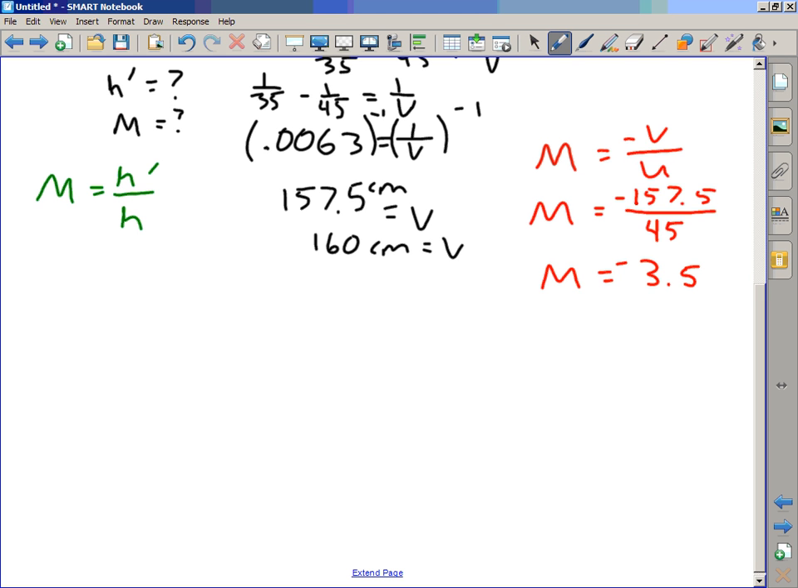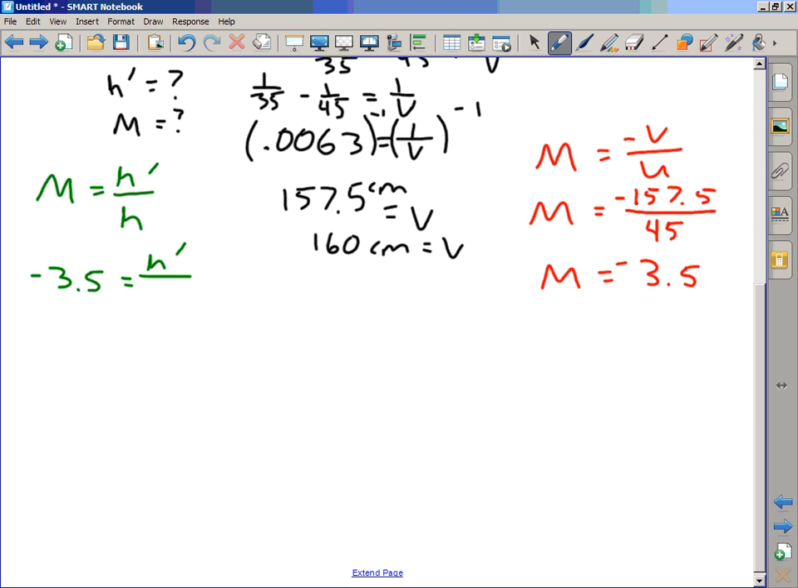So this is what I expected also. Negative meaning it's inverted, right? It's upside down. Our picture confirms that. And it's greater than 1. 3.5 is greater than 1. It's bigger. And I expected that from my picture too. All right, so far so good. Now I can come back over here to this other magnification. I got negative 3.5 equals h prime divided by h.